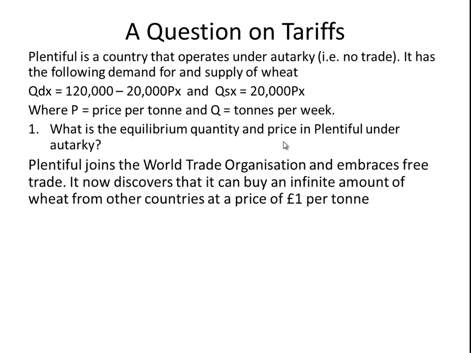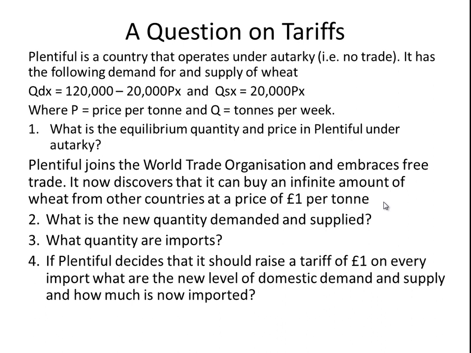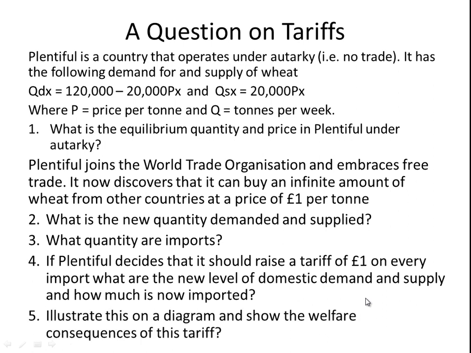And then we're going to say, well, what happens if Plentiful joins the World Trade Organization, as many nations have, and then embraces free trade? And then it discovers that it can buy an infinite amount of wheat from other countries at a price of £1 a tonne. Then, of course, we've got to ask, what is the new quantity demanded and supplied? And then, what are the quantity of imports? Then we say, well, look, if Plentiful decides that it should raise a tariff of £1 on every import, what are the new level of domestic demand and supply, and how much will now be imported? And finally, I want you to illustrate on a diagram the welfare consequences of this tariff.